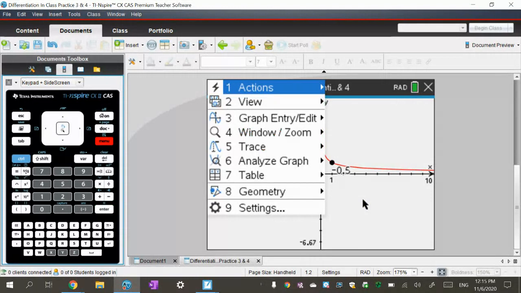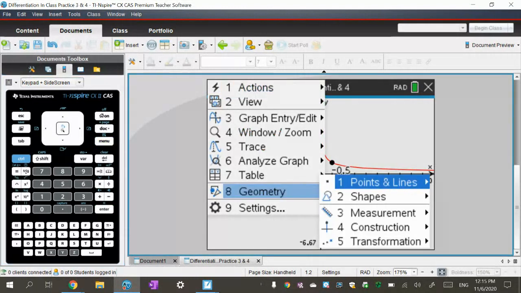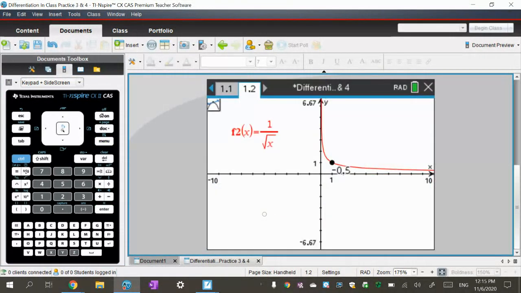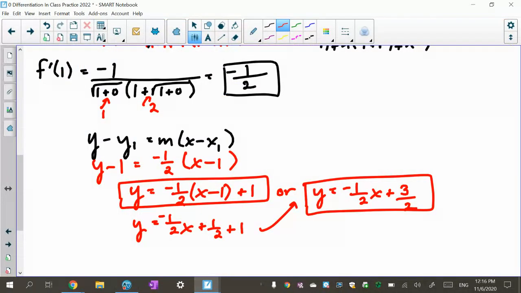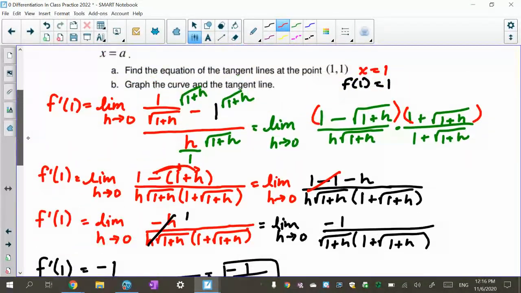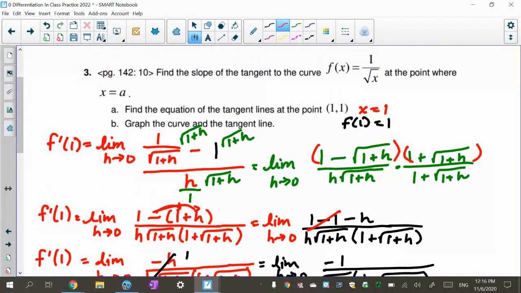Now we're going to do menu, geometry, points and lines, and I'm going to do a tangent. And I'm going to hit right there. And there we go. There's negative 1/2 x plus 1/2. I don't know if I can move it down here. There we go. There is our tangent line. So I actually in class had the students do this first and said, okay, we already know the answer. Let's make sure that the algebra that we did on this page all justifies it. Oh, that's pretty. So that's the end of this video. I'm going to do one more for the next one, number 4.